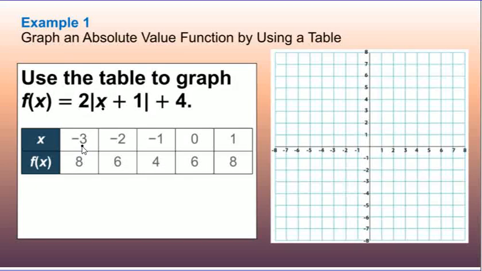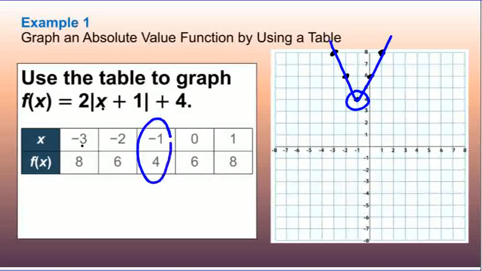So I go -3, positive 8, -2, 6, -1, 4, 0, 6, and 1, 8. You'll notice that it forms a V shape, and our vertex is right here. And on a table, that would be right here. And how can you identify the vertex from a table? Well, you'll notice that the y values on each side repeat. When you see that, the one in the middle, the one that does not repeat, that would be your vertex.